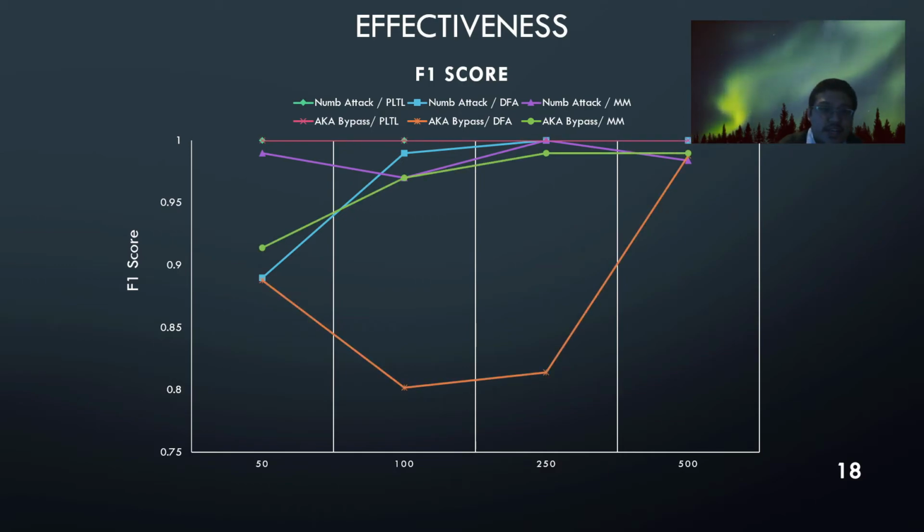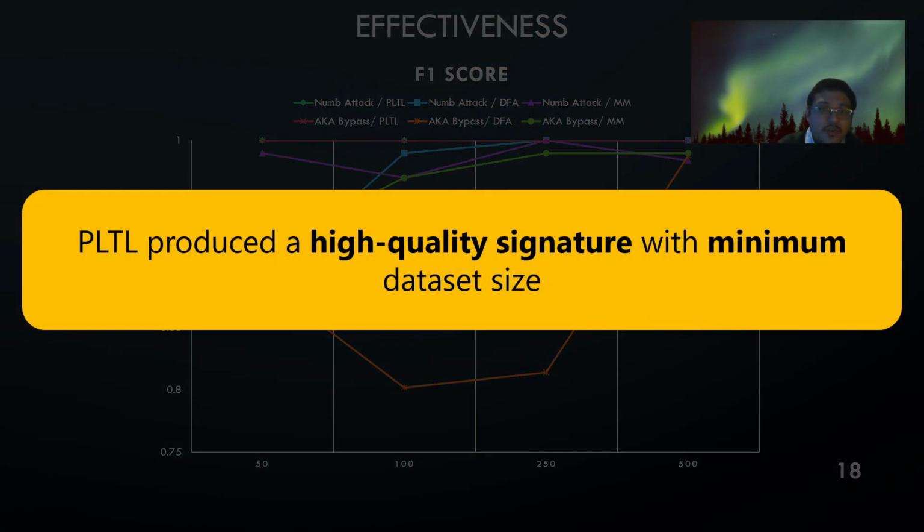Now let's look at the AKA bypass attack, which is a little bit more complex problem. And we can see that, again, PLTL achieved a perfect F1 score with minimum dataset size. And this is great. As you can see, DFA also started to struggle, but not so much. But the main takeaway from this slide is that PLTL actually produced a high-quality signature with minimum dataset size.